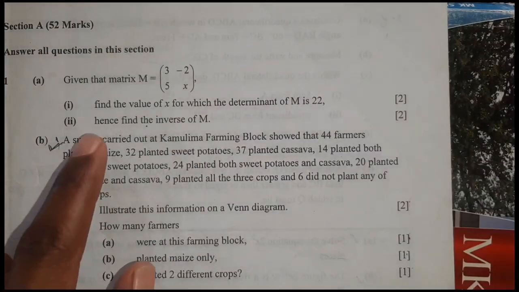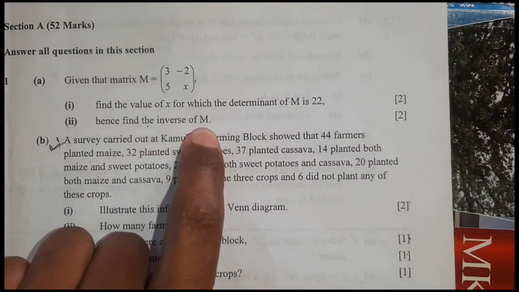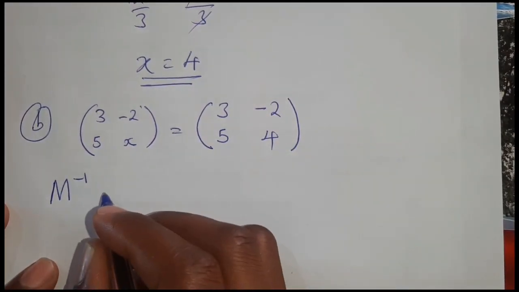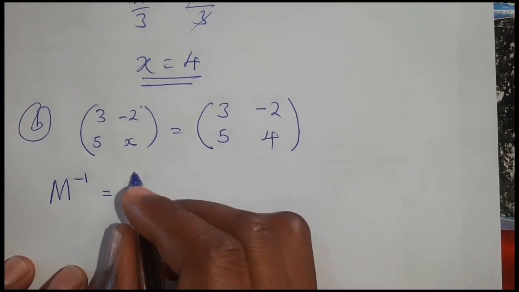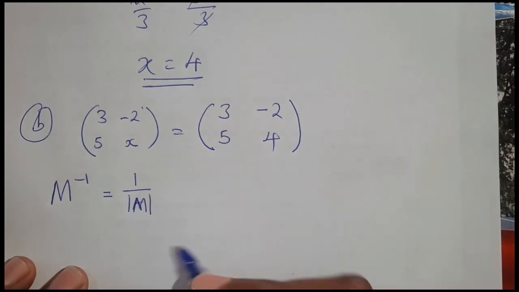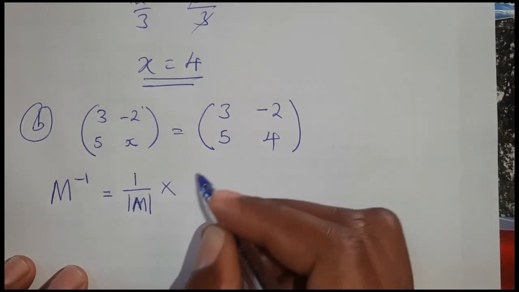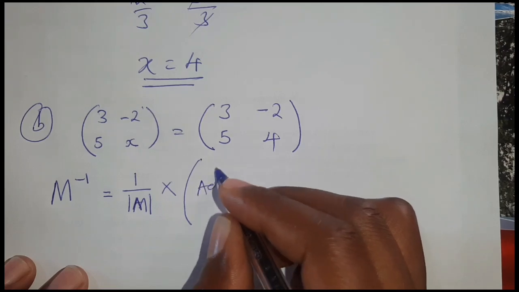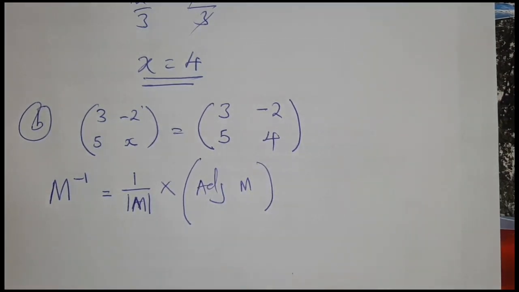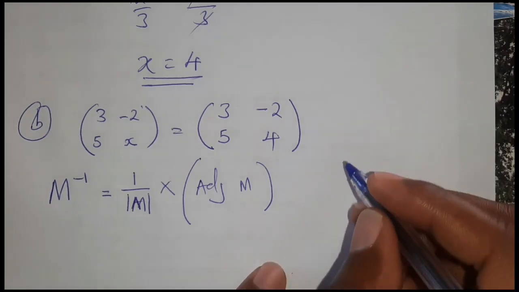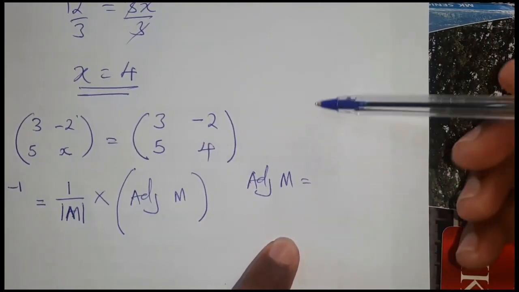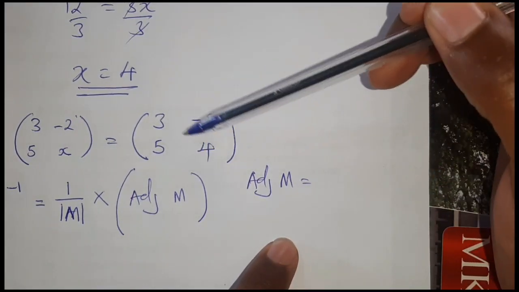So remember the question is saying find the inverse of M. So finding inverse will say 1 over the determinant of M times the adjoint matrix, adjoint M. So adjoint matrix, how do we find the adjoint matrix?